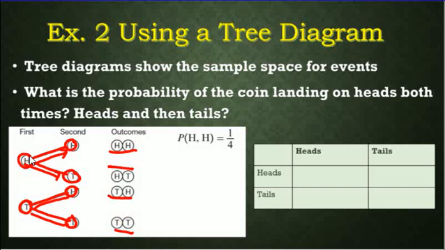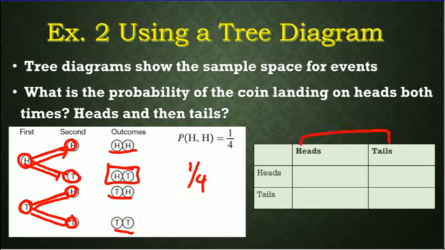And we want to know what is the probability of landing on heads both times. So how many double H's do we have? We only have one out of the four, so there's 1 out of 4 chances. What is the probability of getting heads and then tails? Now, the only one that we have heads and then tails is that one, so that would be 1 out of 4 chances.